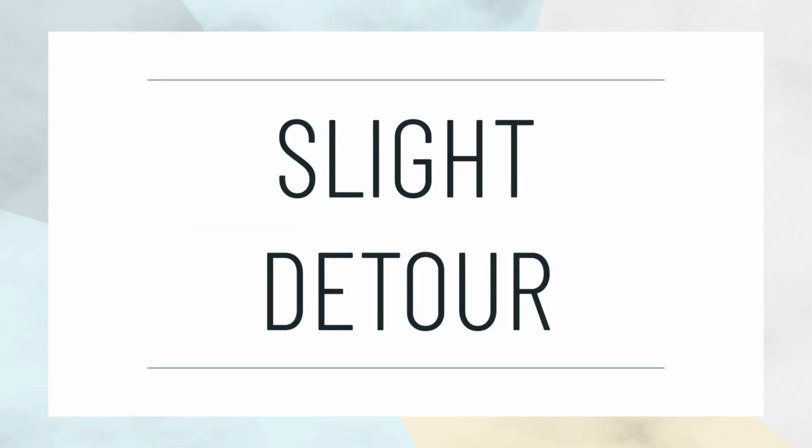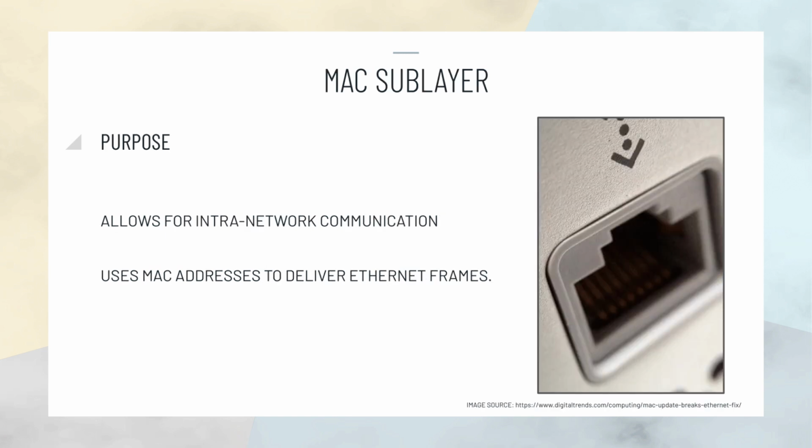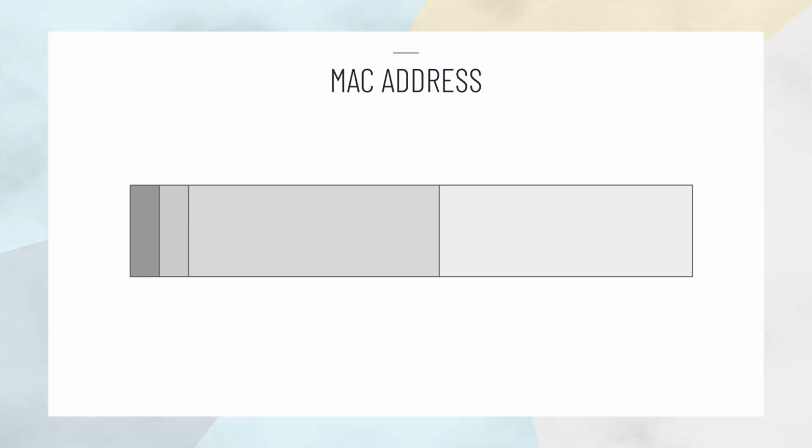Now, we need to take a slight detour to explain the significance of the data contained within these fields. In order to connect to a network, each end host must have a device known as a network interface card. Each of these devices has a unique hardware number, which is used by the MAC sublayer to identify and differentiate between hosts. This number is known as a MAC address.